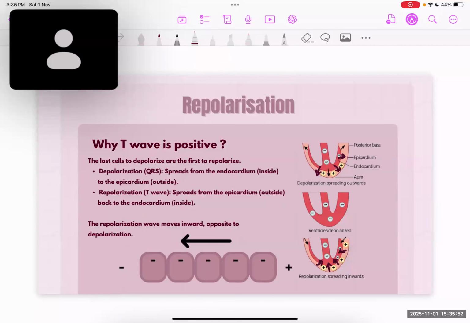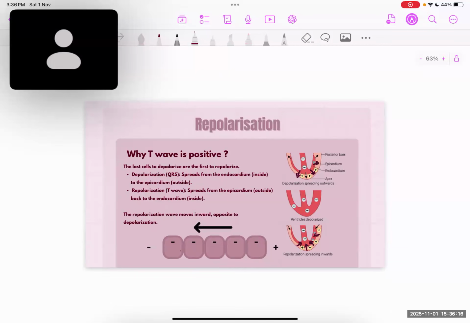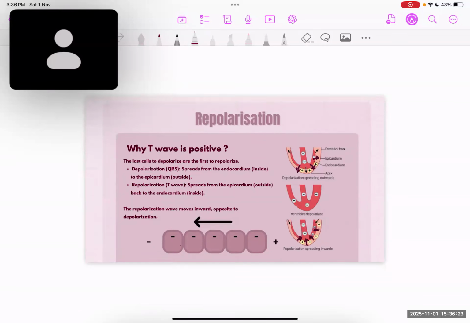What's going to happen is that it's going to cause negative charges to go. So basically, as you can see, these negative charges are going to go, and when negative charges go towards negative charges, they cancel out each other. As a result, you're going to get a positive deflection. That's why you're going to see a positive deflection on the ECG for a T wave. Is that clear, everyone? Yes. Okay.